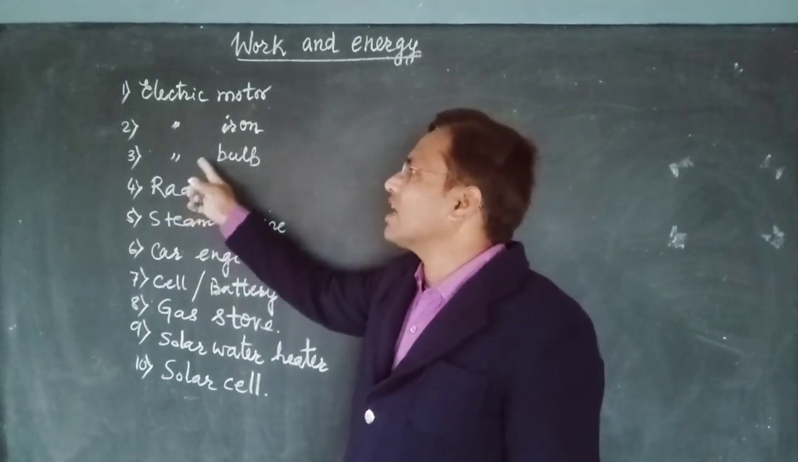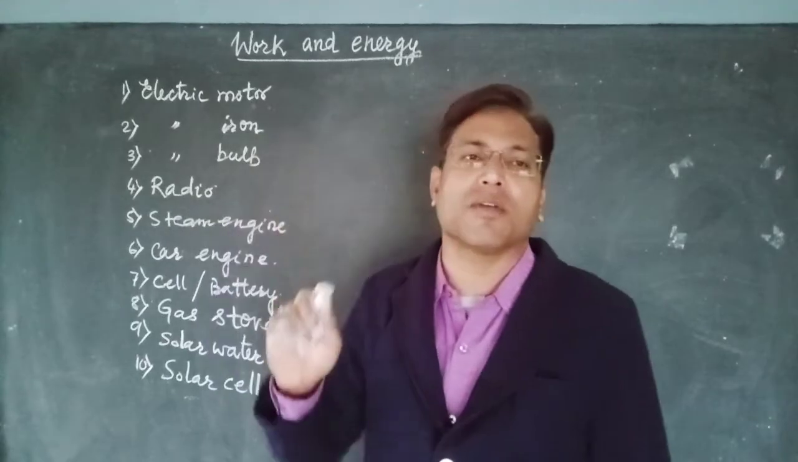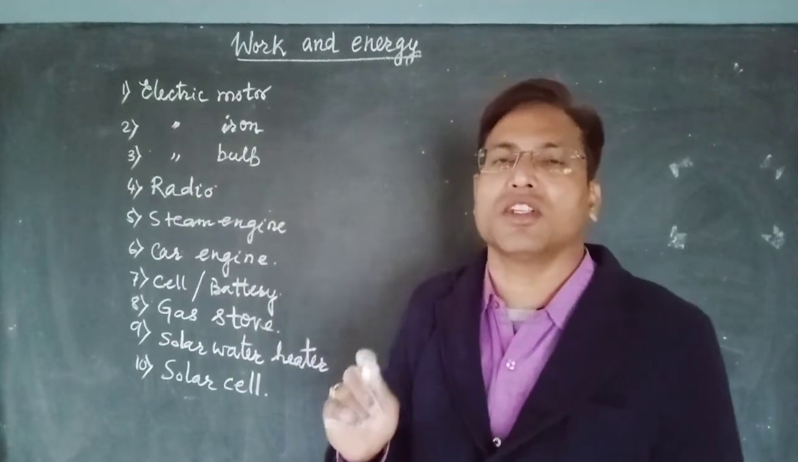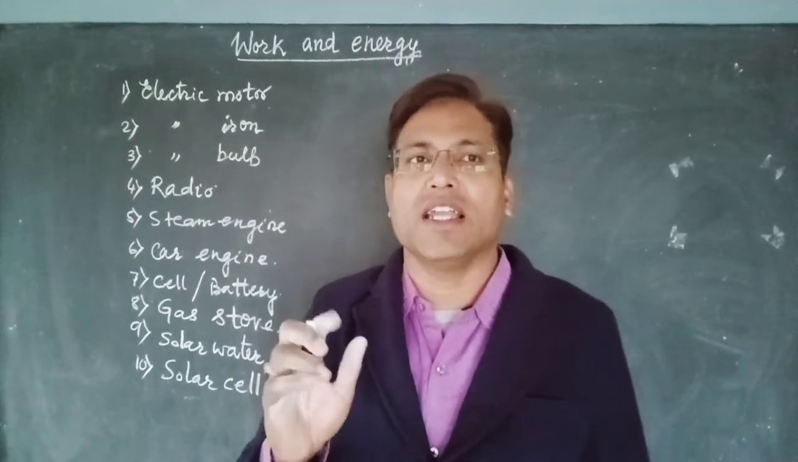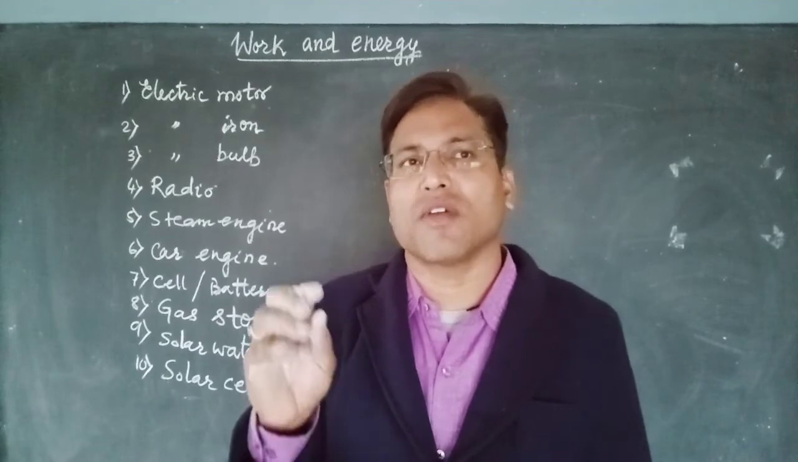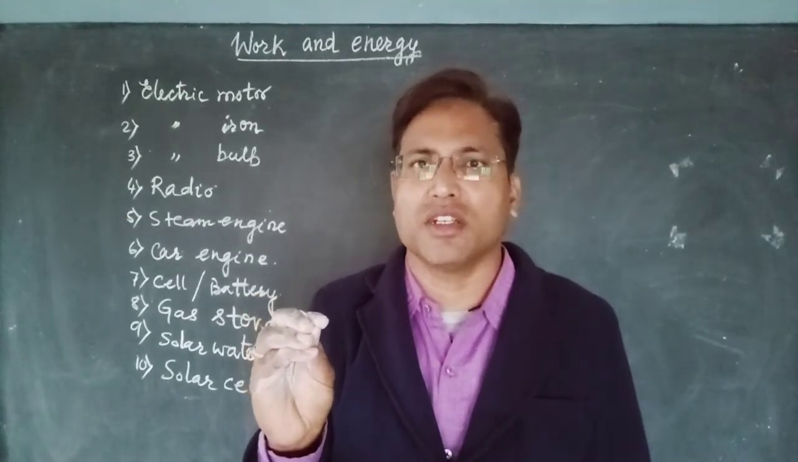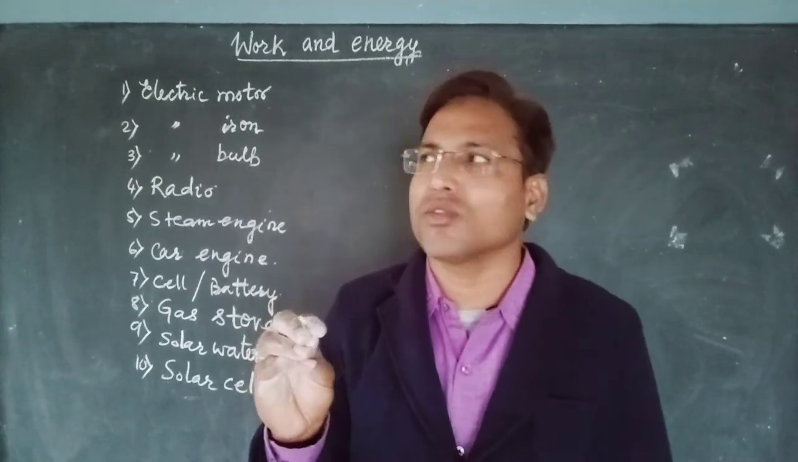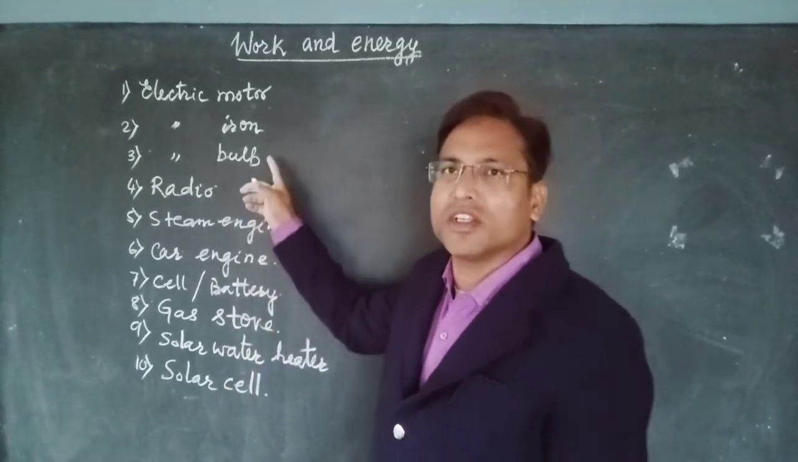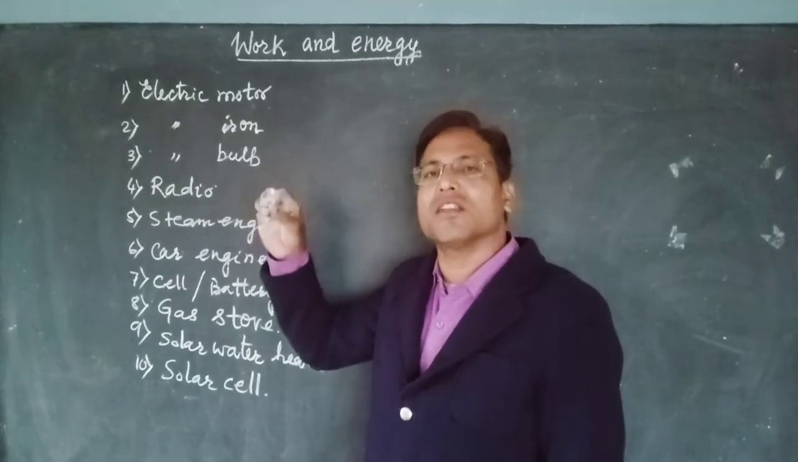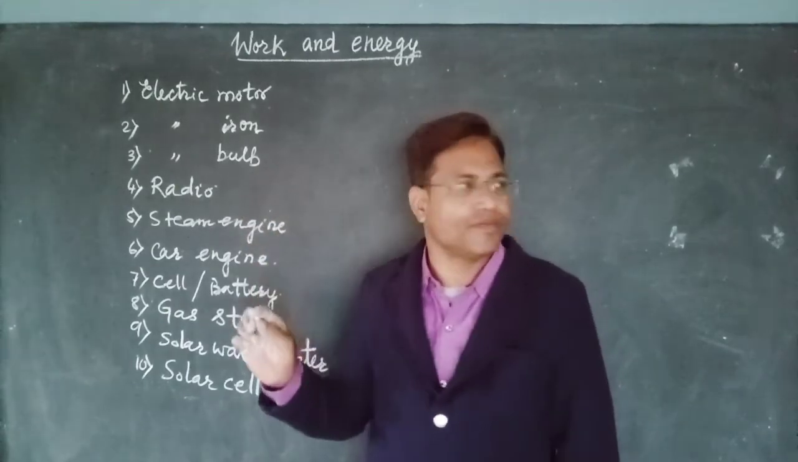In the case of an electric bulb, when we switch on the bulb, electric energy gets converted into light and heat energy, because after some time when you touch the bulb, it is heated. So we say less heat is generated, and more we get is light. So electrical energy gets converted into light energy and a little amount of heat energy also.